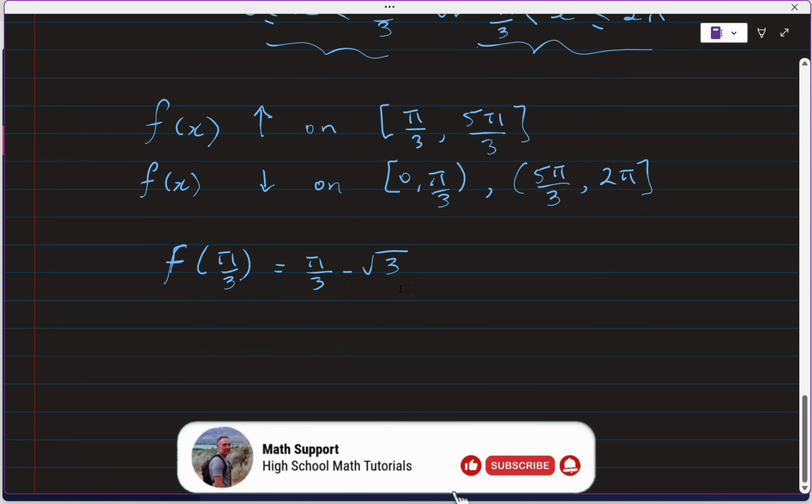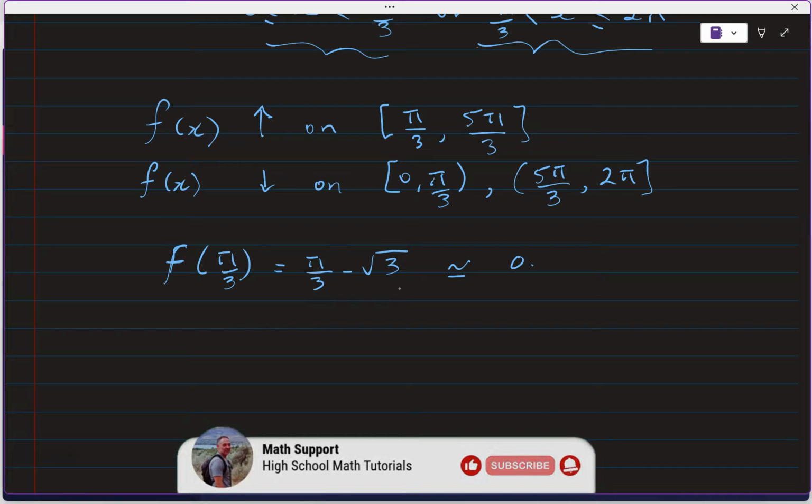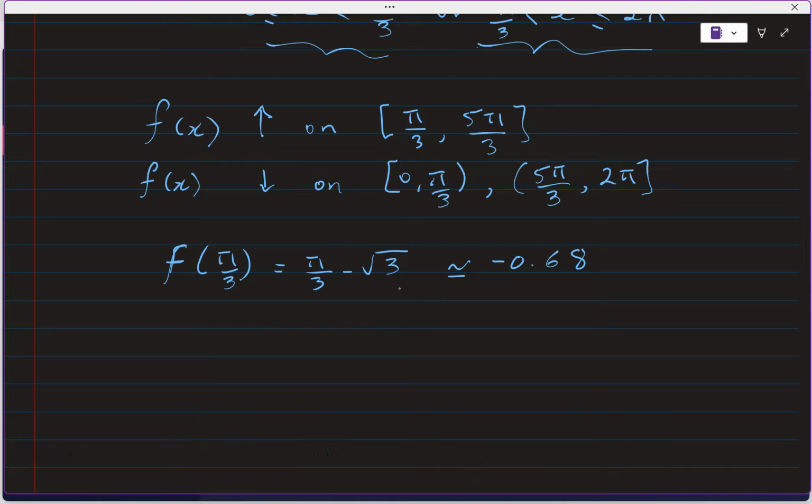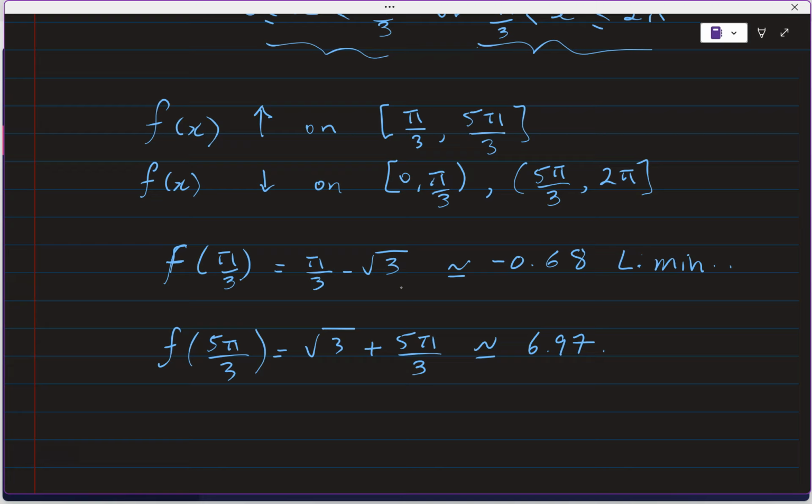minus root 3, and this is approximately negative 0.68, which will give you the local minimum, and f of 5 pi over 3, when you plug that number in, you get root 3 plus 5 pi over 3, and that is approximately positive 6.97 based on that calculation. And that is your local maximum, okay?